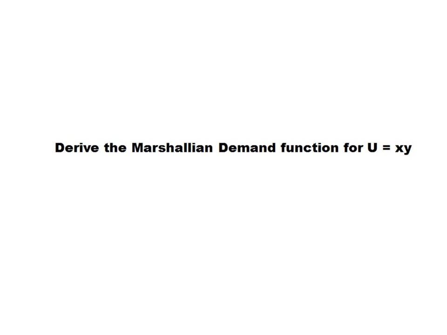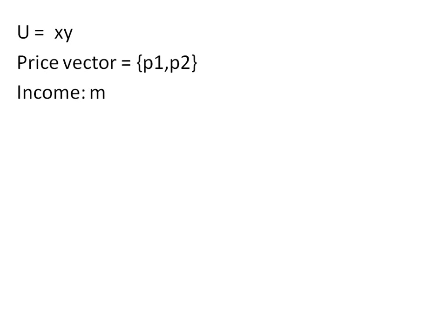Our question says derive the Marshallian demand functions for u equal to xy. So what it says is that you need to find out the Marshallian demand for x and y when your utility function is given to you as u equals xy.